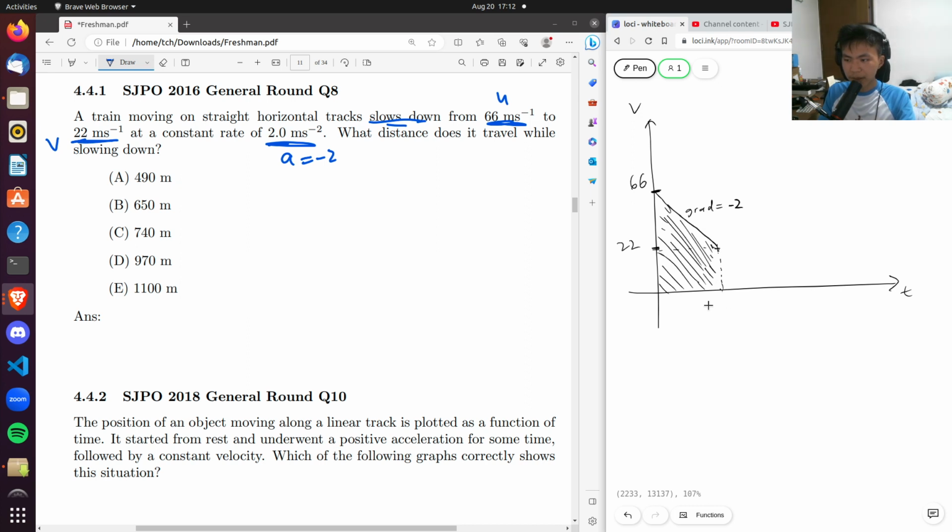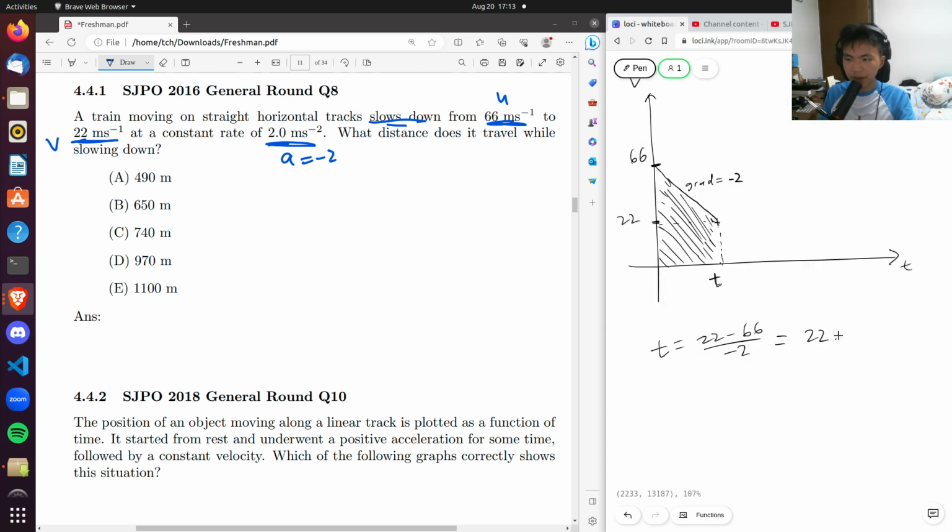So the base in this case, let the time be t, and we can express the time t in terms of the gradient and the numbers we're given. So we do know that t is equal to 22 minus 66 over -2, and this is -44 over -2, so this is 22. So now we know that t is 22.